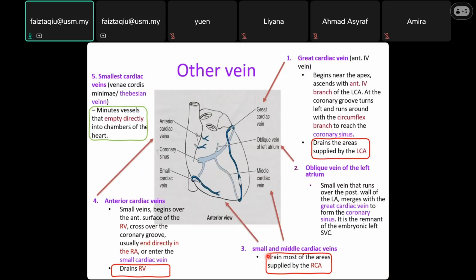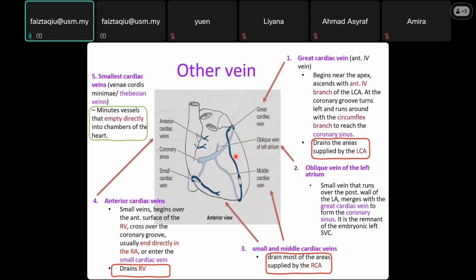The other veins: first, the great cardiac vein, or anterior interventricular vein, begins near the apex. It runs alongside the anterior interventricular branch of the LCA, usually side by side with the artery. At the coronary groove, it turns left and runs around with the circumflex branch to reach the coronary sinus. So it drains the area supplied by the LCA.